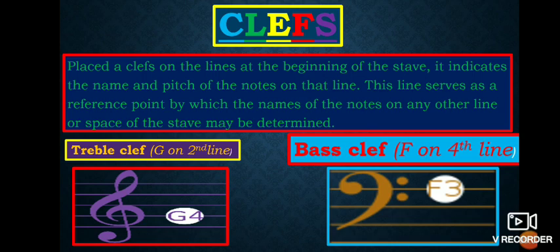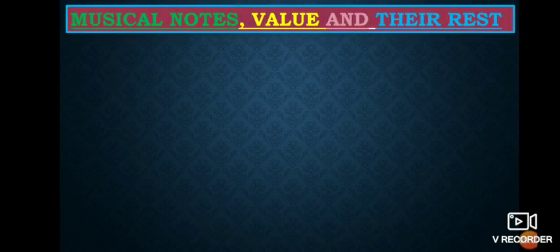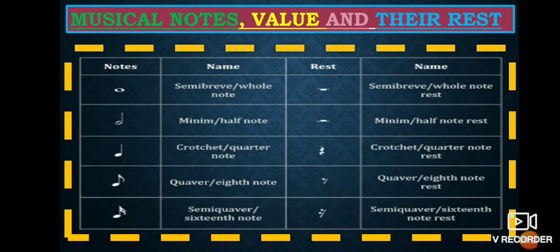That is the two common clefs that we are using in music. Treble clef, which is also known as G clef. The second one, bass clef, which is also known as F clef. We move to the third one, which is musical notes, value, and their rest.